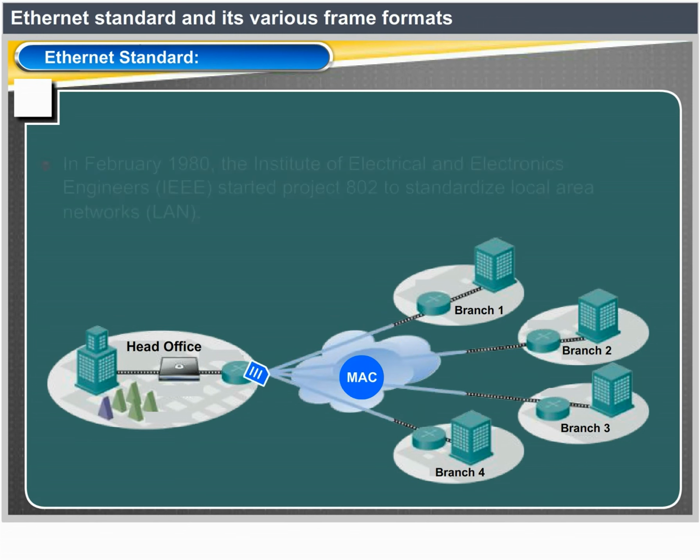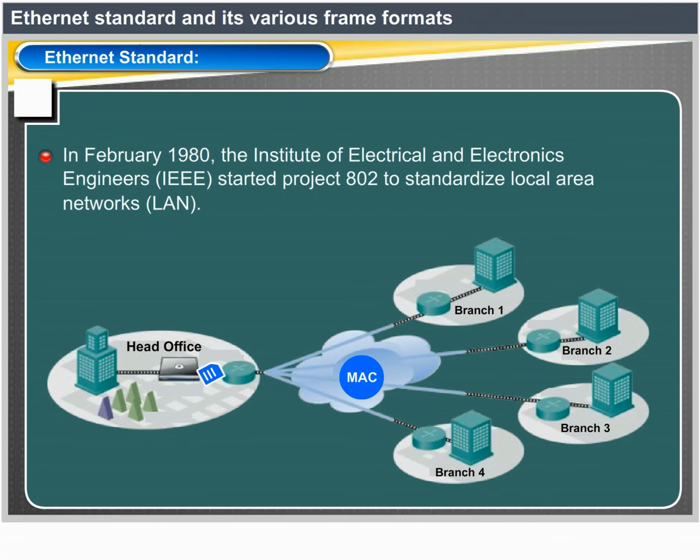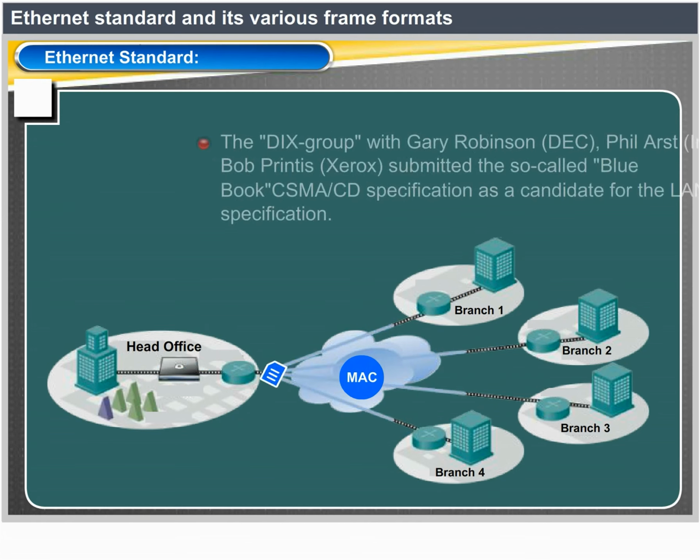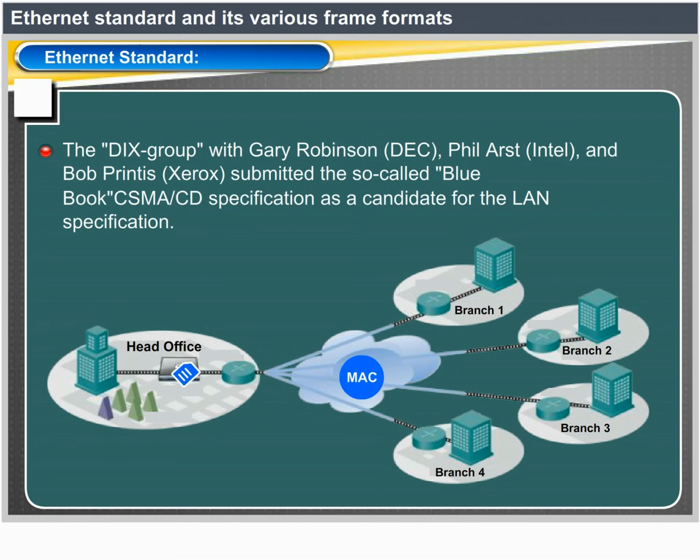In February 1980, the Institute of Electrical and Electronics Engineers, that is IEEE, started Project 802 to standardize local area networks, that is LAN. The DIX group, with Gary Robinson from DEC, Phil Ast from Intel, and Bob Prentice from Xerox, submitted the so-called Blue Book CSMA/CD specification as a candidate for the LAN specification.